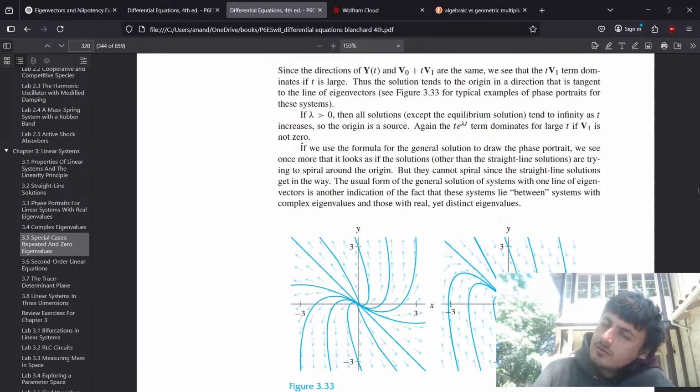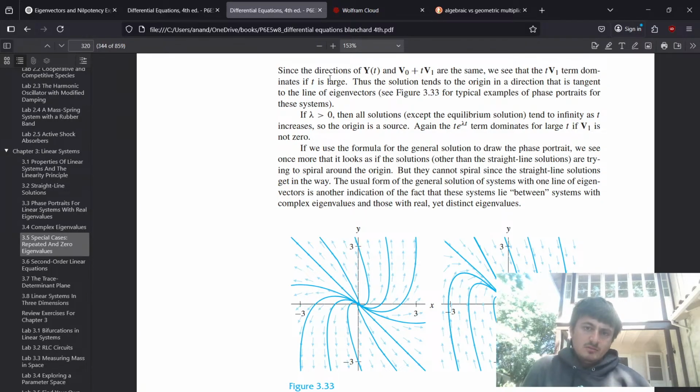v1 is 0 only if our initial condition is on an eigenvector, I think. Almost positive about that.